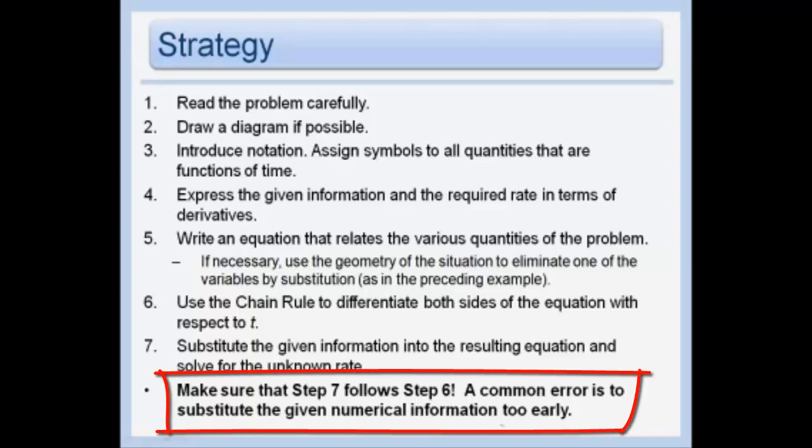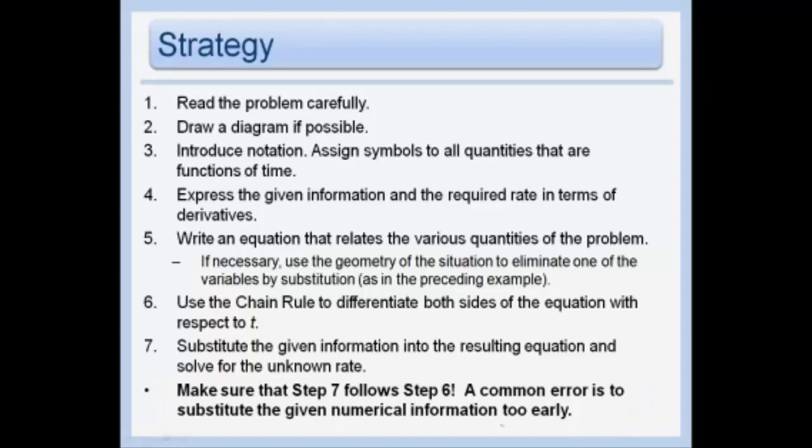A common error is to substitute the given numerical information too early. Remember, in the latter problem, we couldn't substitute that x was 6 until we had taken the derivative of both sides. If you do that, you'll end up seeing that you have 0 equals 0, or you'll have some nonsense at the end that doesn't make sense.